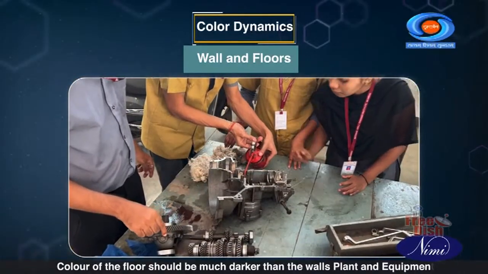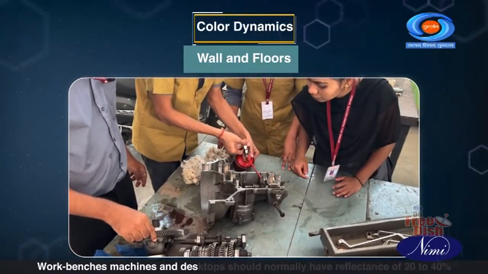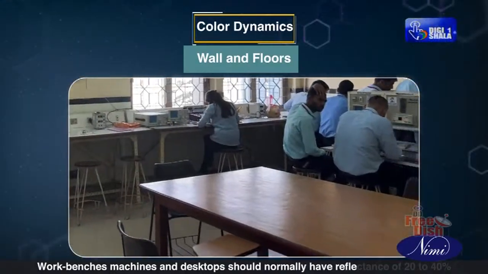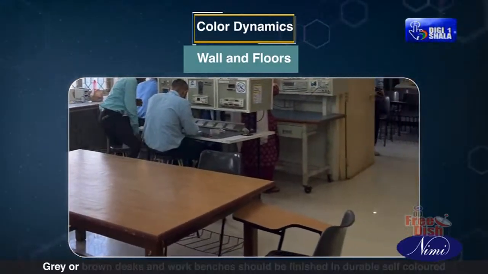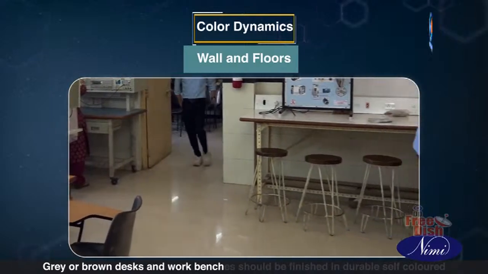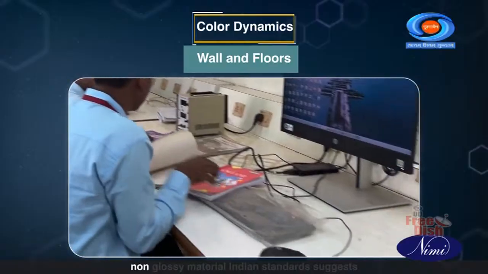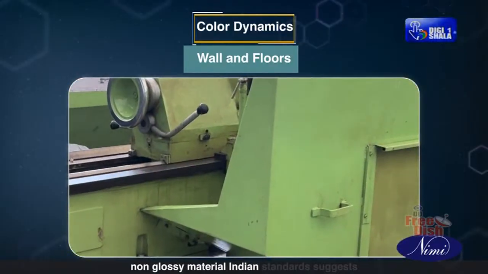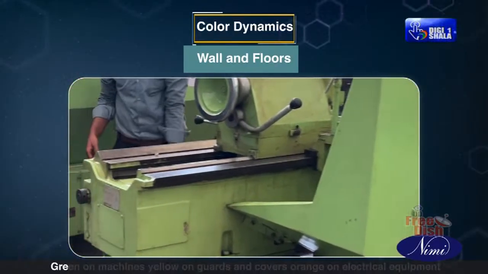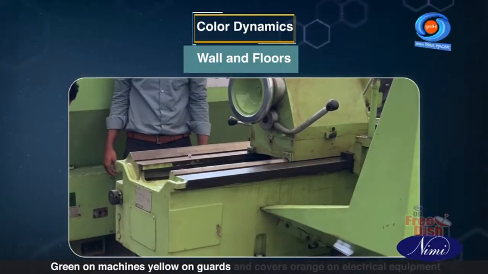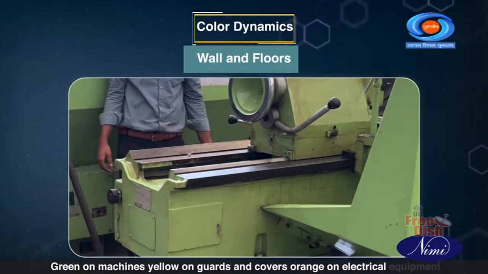Plant and equipment, workbenches, machines and desktops should normally have reflectance of 20 to 40%. Gray or brown desks and workbenches should be finished in durable self-colored non-glossy material. Indian standard suggests green on machines, yellow on guards and covers, orange on electrical equipment.